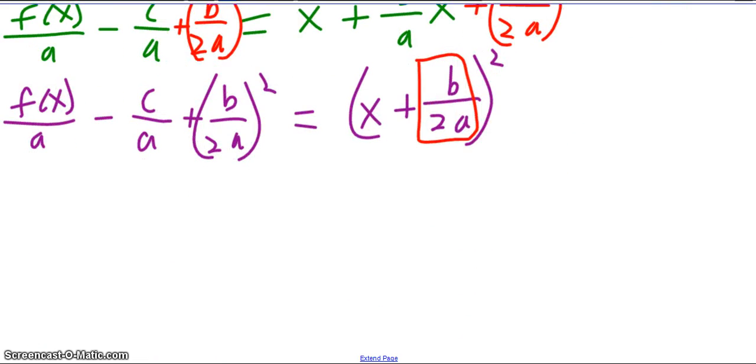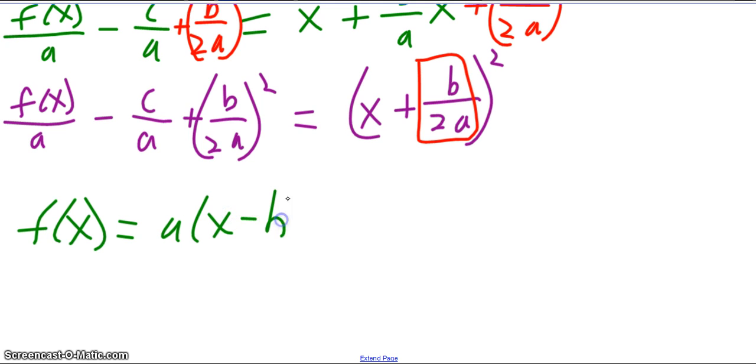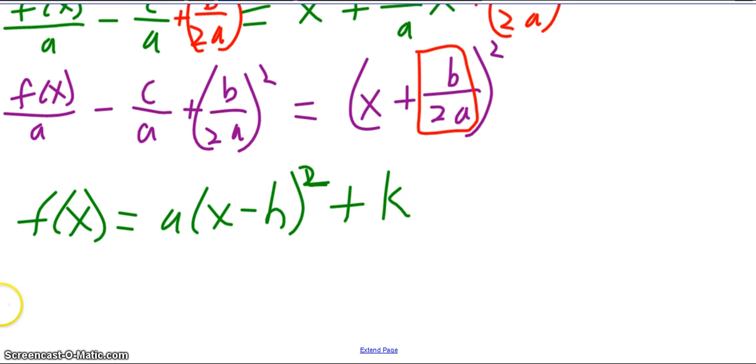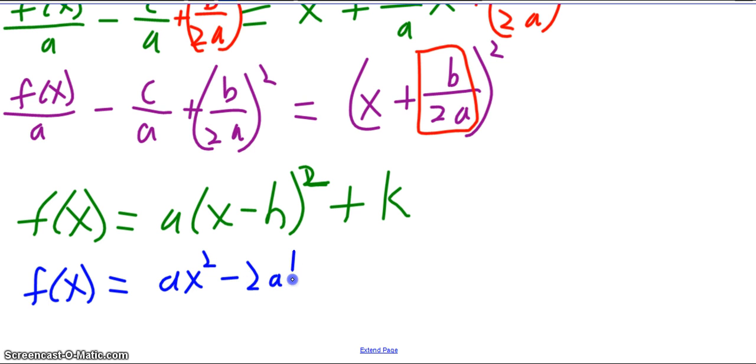The other way in which you can prove this to yourself, which is kind of cool, is if we take f of x equals a times x minus h squared plus k, and if I multiply this out, I'm going to end up with f of x equals ax squared minus 2ahx plus ah squared plus k.